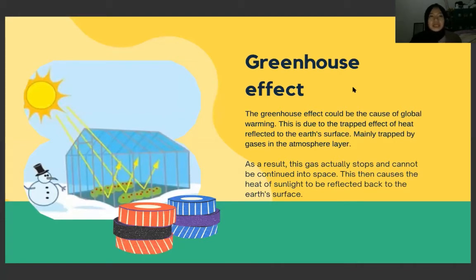The next is the greenhouse effect. The greenhouse effect could be the cause of global warming. This is due to the trap effect of heat reflected to the Earth's surface, mainly by gases trapped in the atmosphere. The gases are emitted by the sun, and the gases are trapped in the atmosphere. This will then cause global warming. In the atmosphere's layers, as a result, this gas stops and cannot continue into space. This then causes the heat of sunlight to be reflected back to the Earth's surface.